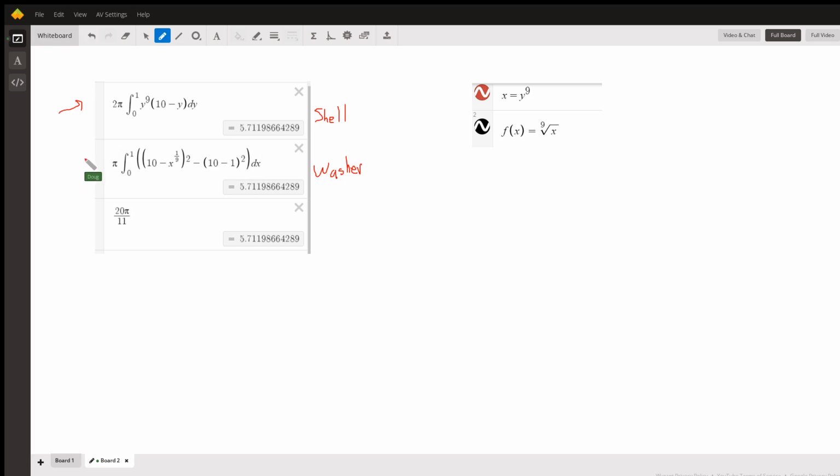Here's the setup if you wanted to use the washer method. If you're going to use the washer method, you'd have to get y in terms of x, which gives you the same graph, but that would allow you to find the distance from the axis of revolution to the outer radius squared minus the inner radius squared. And that's what this is right here. This is the outer radius squared minus the inner radius squared. Gives us the same answer.